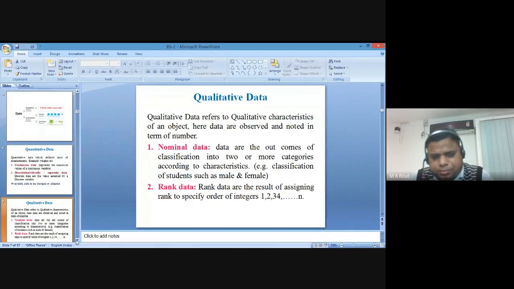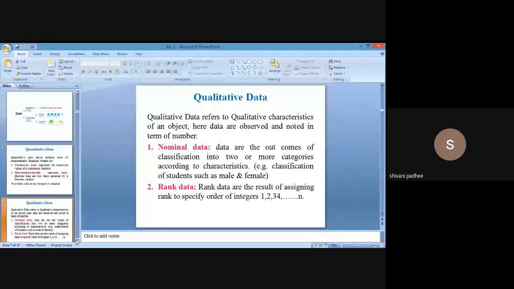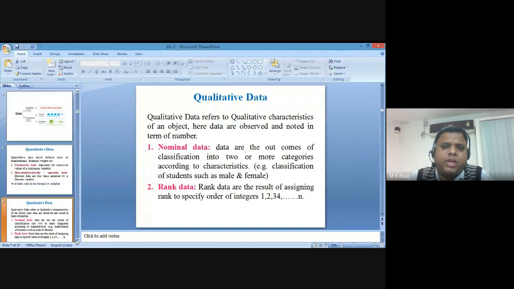Sir, nominal data, it is written that if we classify the students as male and female, then we can count the number of males and females. So it is qualitative data, not a quantitative data type, no? It is not quantitative, it is qualitative. You observe. It is initially written that in case of qualitative data, it directly refers to qualitative characteristics of an object.